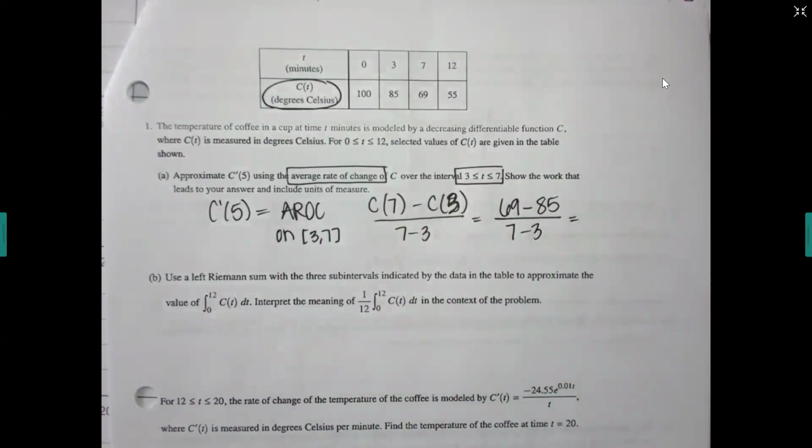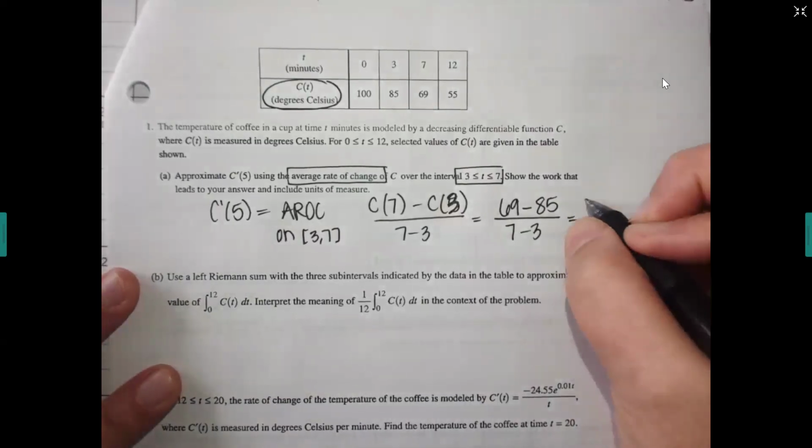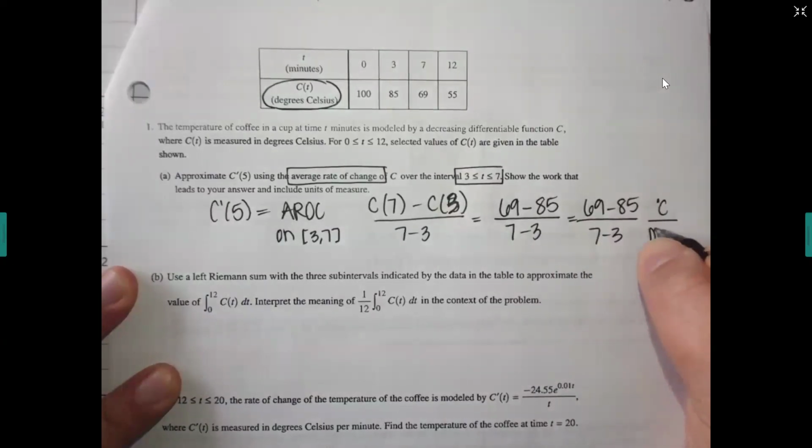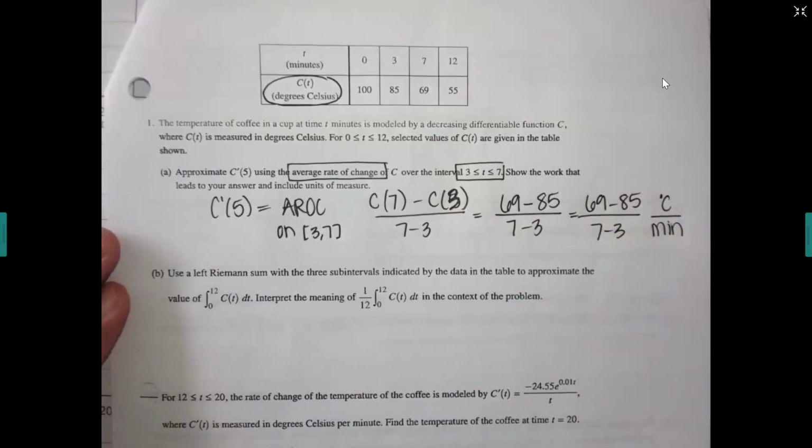Now it says show the work that leads to your answer. So you can't just leave an answer with no work supporting it, but then it asks you to include units of measure. So if this is degrees Celsius, and I took the derivative, what should that turn into? Degrees Celsius per minute. Very good. What if I took the derivative again? Degrees Celsius per minute squared. So I'm just going to leave it like I said, and then degrees Celsius per minute. But if they tell you to include units, usually that means they're giving you a point just for labeling that correctly.